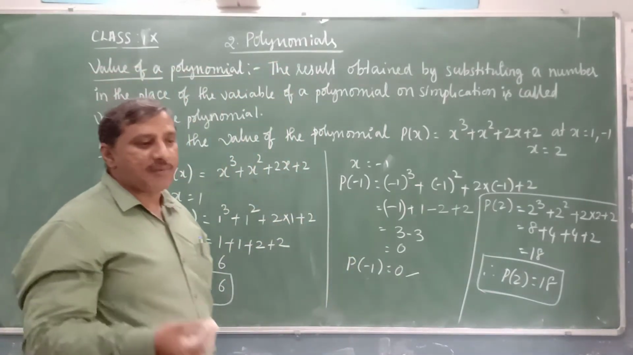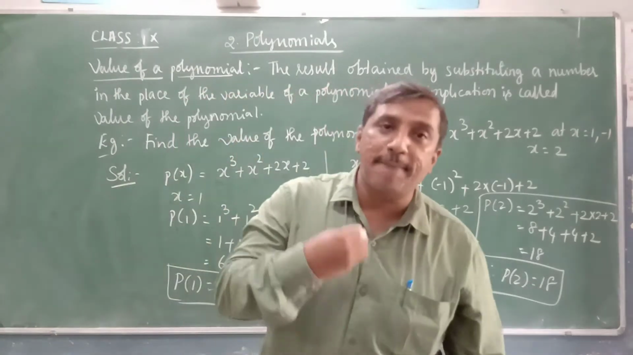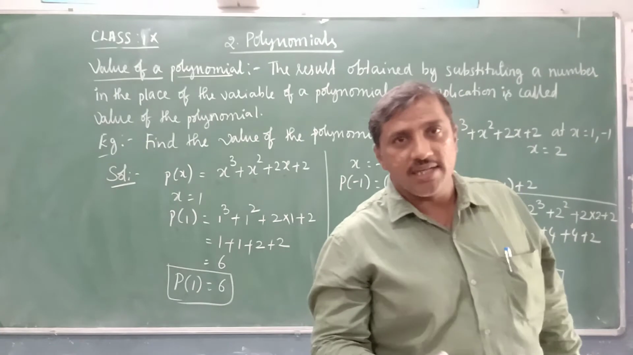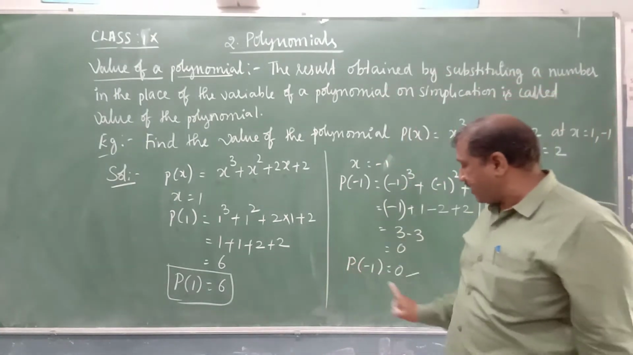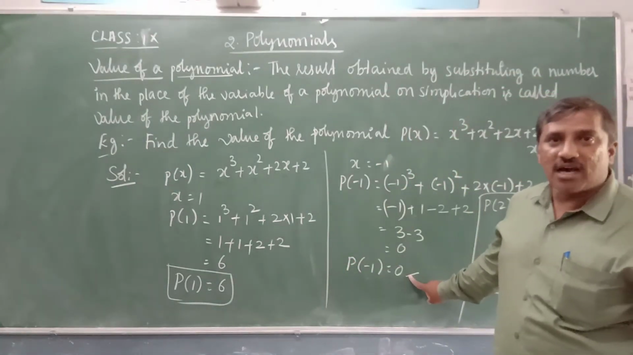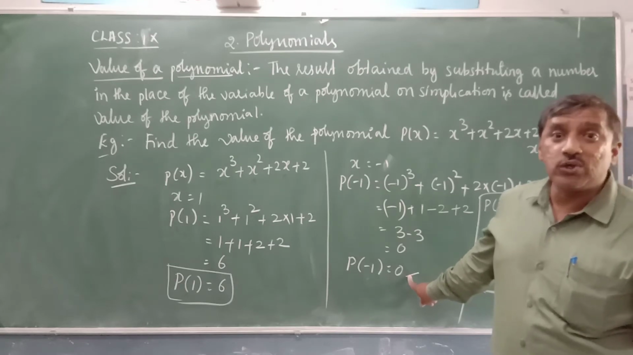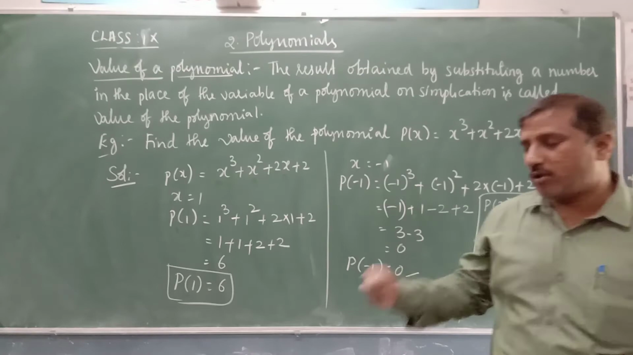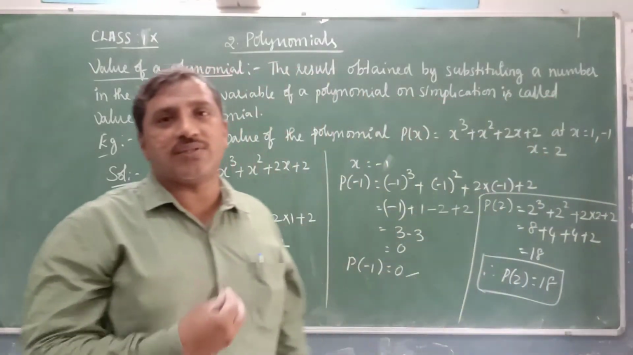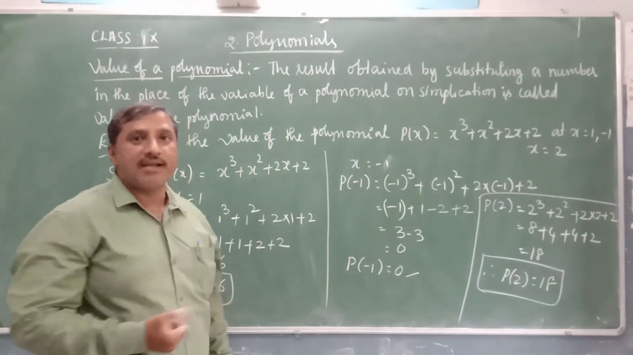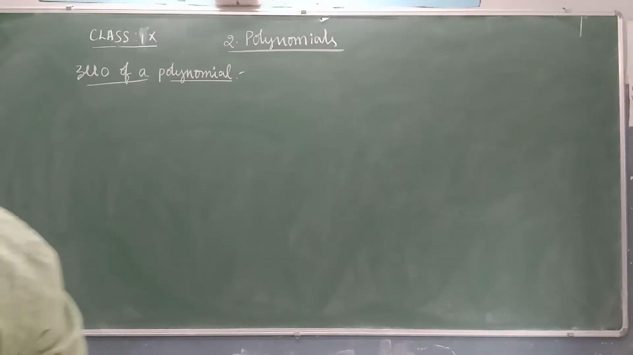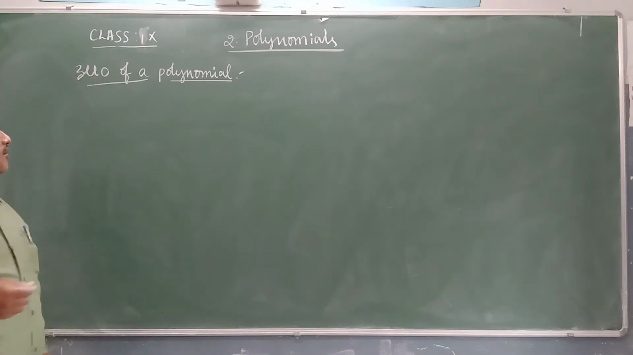So what is a zero of a polynomial? It is a number, that is the value of a variable for which the value of the polynomial is 0. Such values are known as zeros of the polynomial. Now we will discuss what is the zero of the polynomial, and how to find the zeros of the polynomials. Clear? Yes, now we will find the zero of a polynomial.